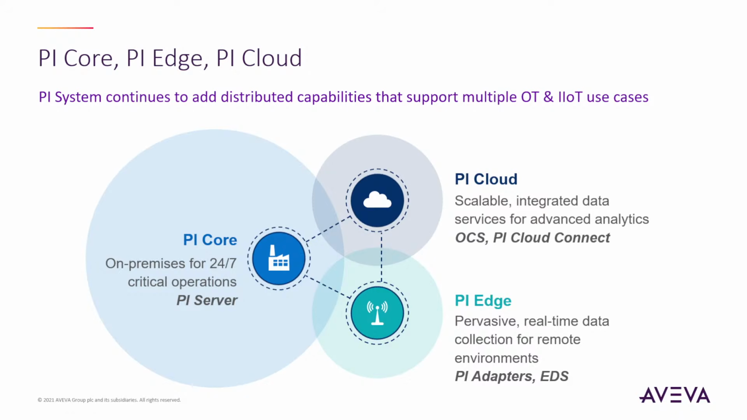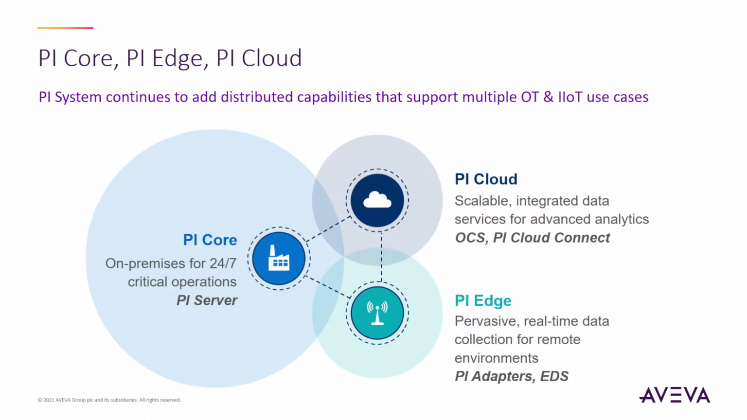PI Cloud is on the SaaS side of things, where you have OSIsoft Cloud Services and Pi Cloud Connect, providing you the ability to store, analyze, as well as build hierarchies or add metadata to those streams completely within a SaaS layer, software as a service layer.